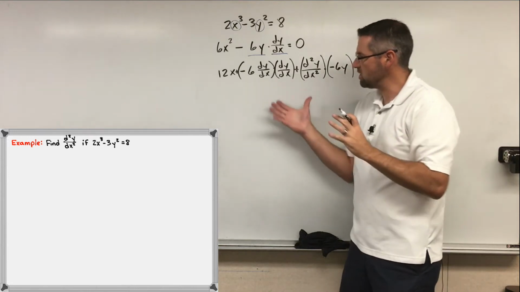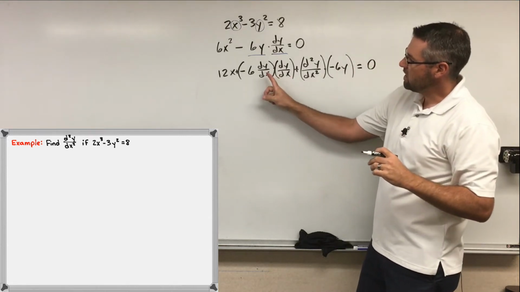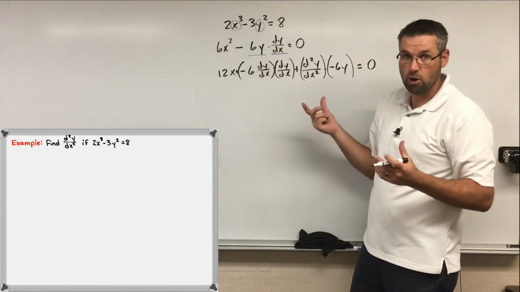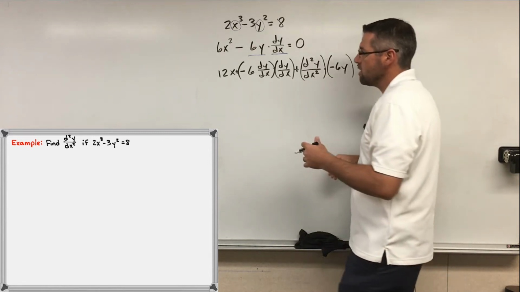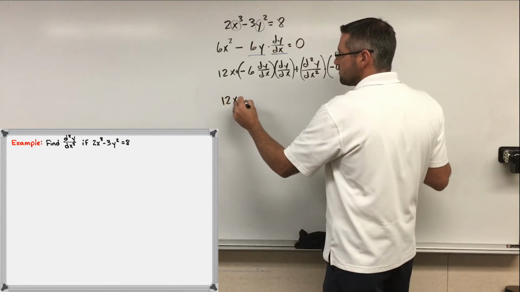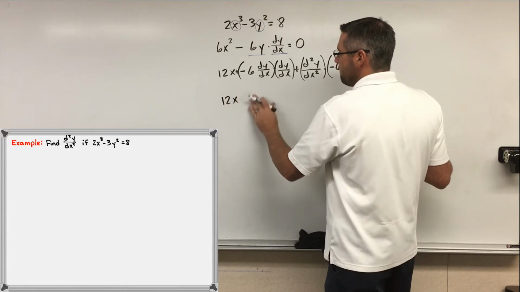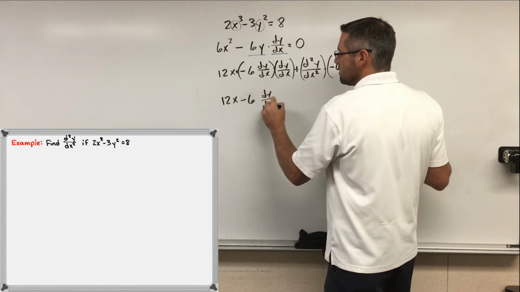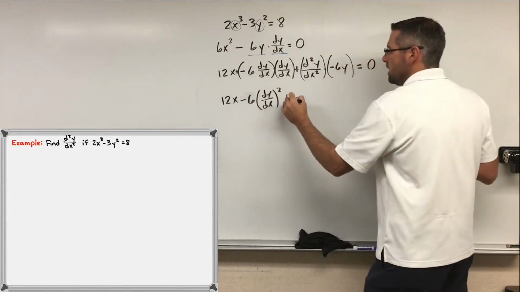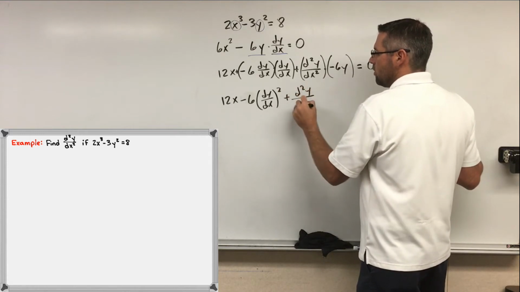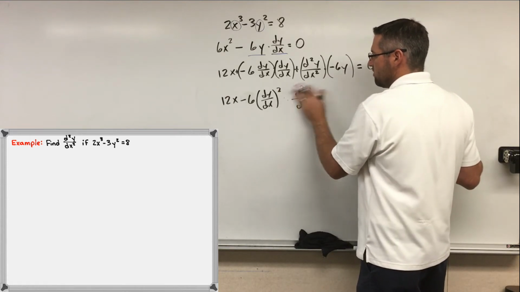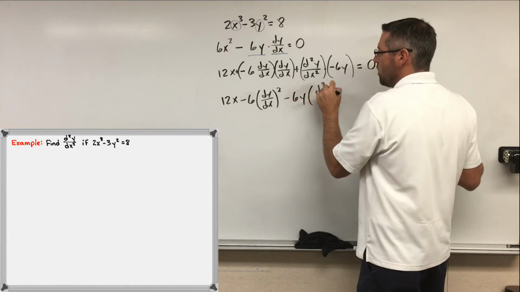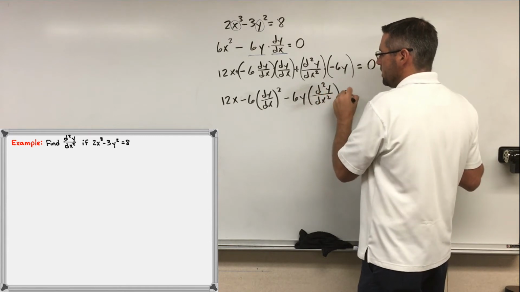Now, this is what I just explained: if I was to simplify this, dy dx times dy dx, is that the second derivative? No, it's dy dx squared. So we would say 12x minus 6 times dy dx squared plus d2y over dx squared. Well, let me simplify that. Whoops. Let's say minus 6y times d2y over dx squared equals 0.